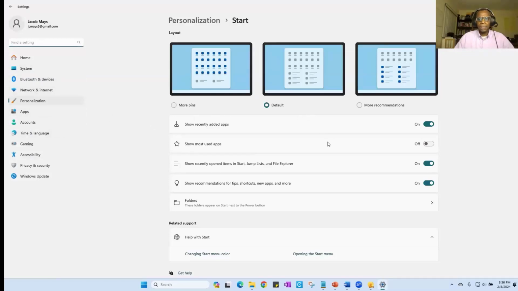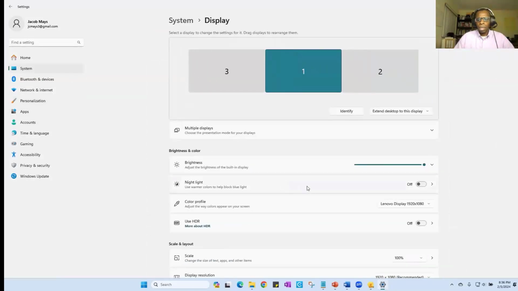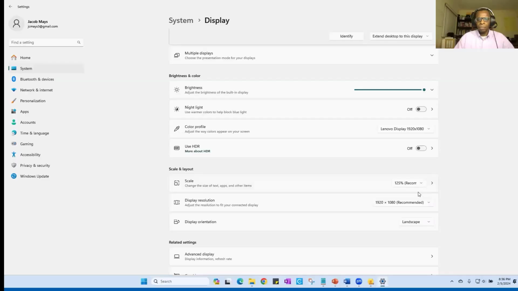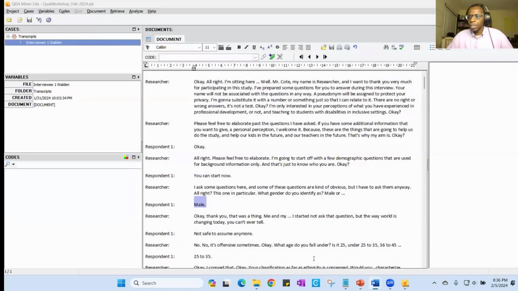Screen size, display. Okay, we're gonna make this 125. Okay, I think that's better, right? All right, I think that's better.